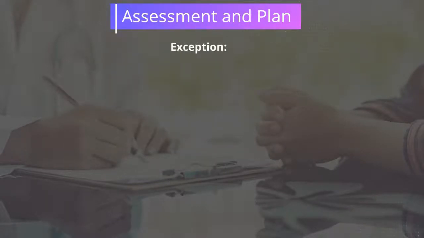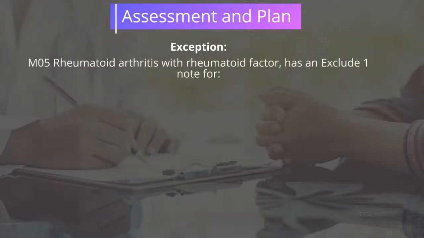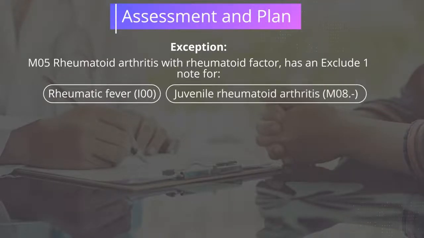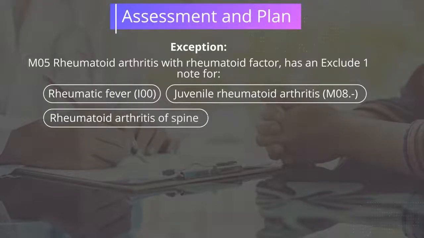Exception: many rheumatoid arthritis conditions have an excludes 1 note, which should be kept in mind during coding. For M05 rheumatoid arthritis with rheumatoid factor, the excludes 1 note is rheumatic fever, I00. Juvenile rheumatoid arthritis, M08. Rheumatoid arthritis of spine, M45.